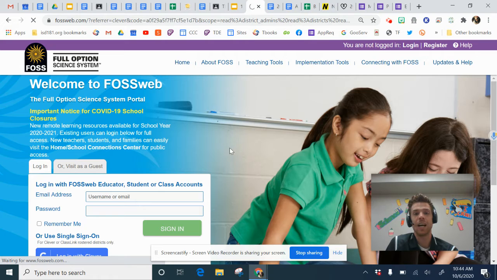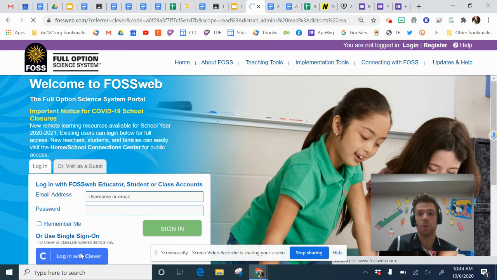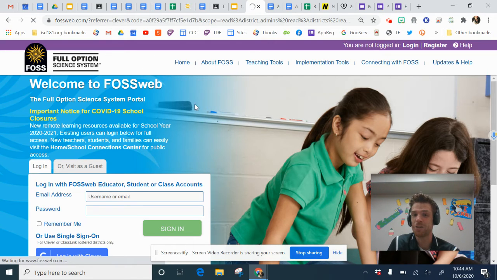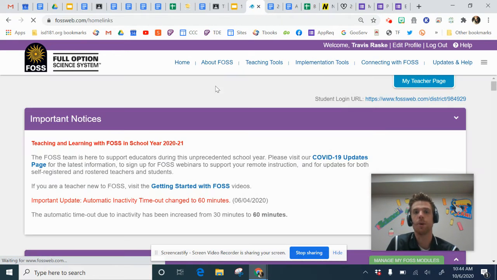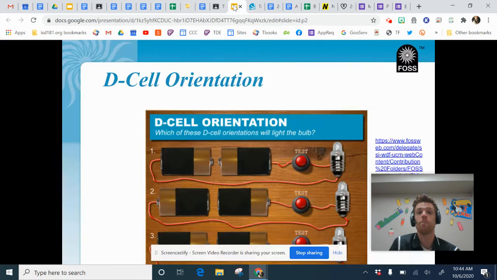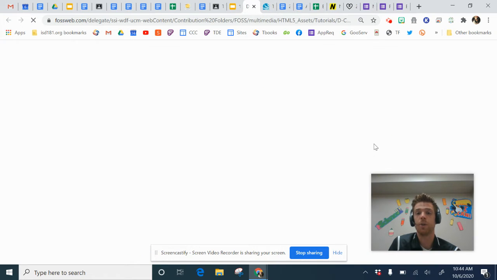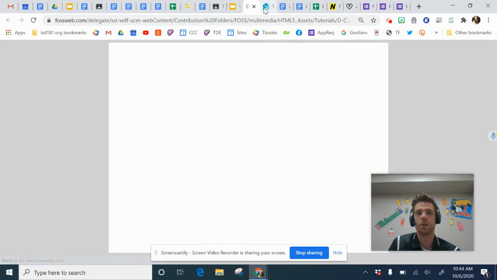Mine logged in super quickly with Clever, it appears. You may have to click Login with Clever, then click on Login with Google. You may have to search for your elementary school, then click on your elementary, then hit Login with Google. Notice that it did take a long time. It is spinning to load. Once your page loads like this, you can go back to the slideshow, and when you click on it, then it will work. So a little bit tricky.